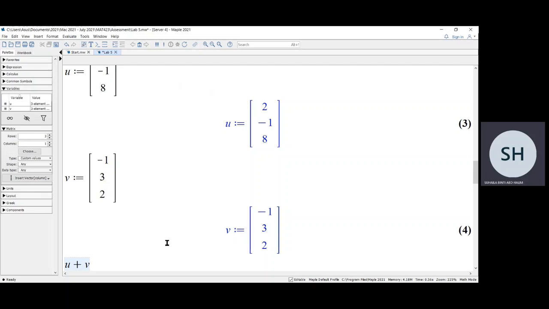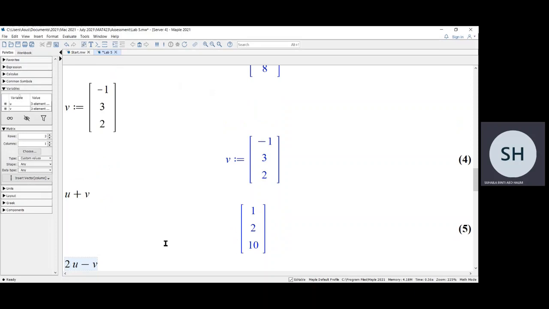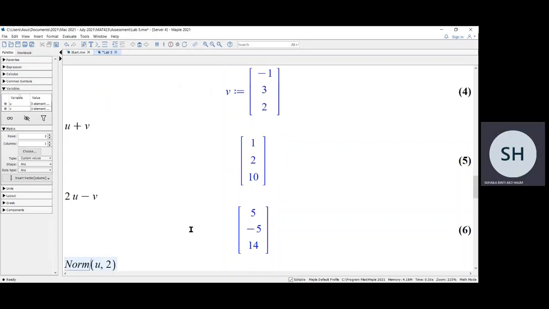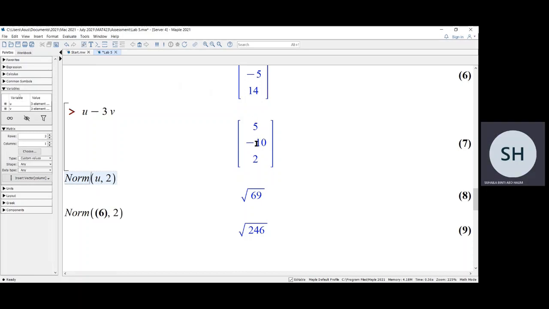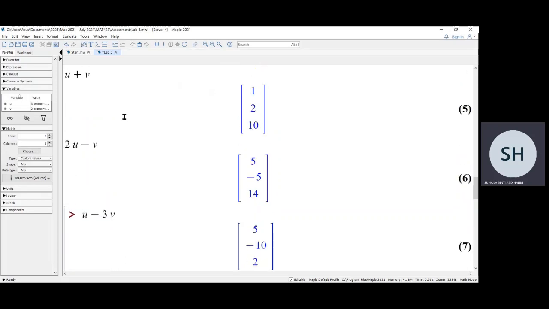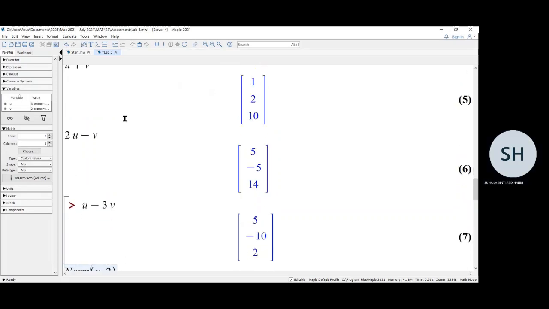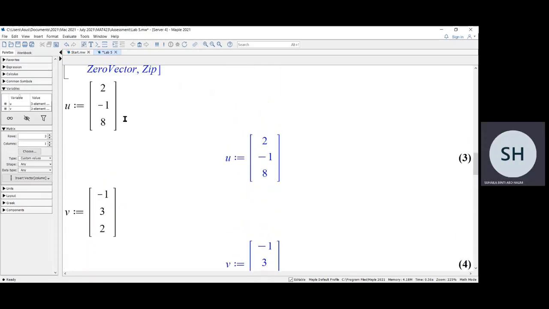Let's say we want to find U plus V. We want to add up the two vectors, so U plus V. This is the answer. Next, we want to find 2U minus V, so we will get another vector. If you want to try a different operation, for example U minus 3V, this is the answer for U minus 3V. So you can try several operations for those two vectors, U and V.